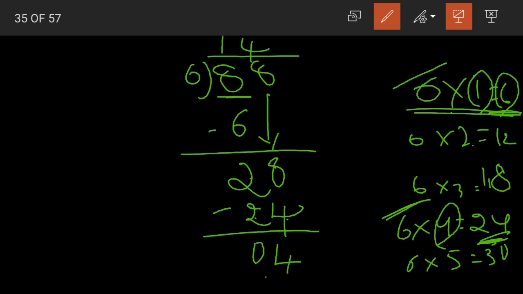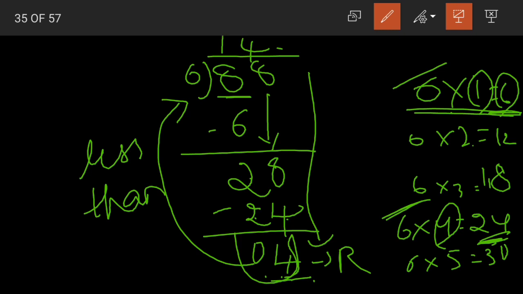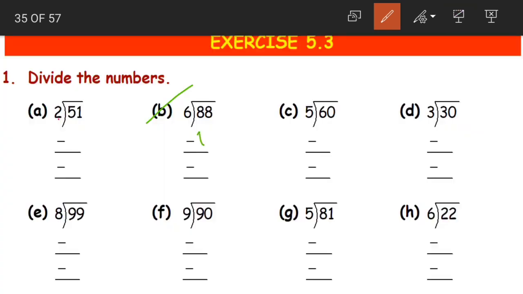2 minus 2 is 0. Now after this 4, we do not have any digit to bring down. But can we further divide this? No, because it is less than our divisor. Now what does 4 become? 4 becomes our remainder. Okay. Clear? 88 divided by 6: 14 is our quotient and 4 is our remainder.